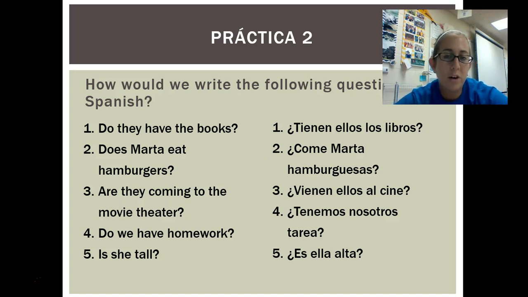So we are going to be working on question words and our word order. The faster that you can memorize what those question words mean, then the easier these topics are going to be for you. So if you have any questions, make sure you write those down, and we will see you in class.